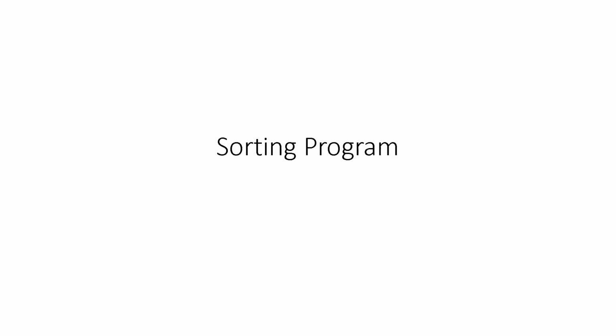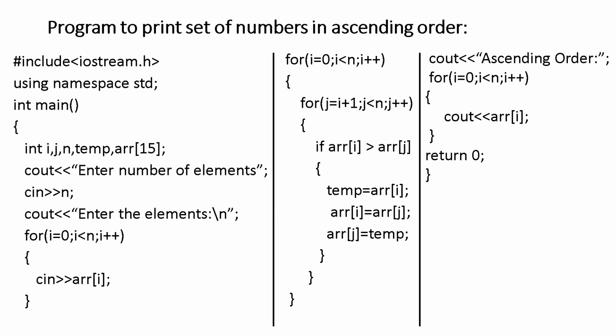Here, a program to print a set of numbers in ascending order. Now we want to print in ascending order: 1, 2, 3, 4, that is ascending order. For that, #include <iostream>, using namespace std, int main. After that, int i is a counter.